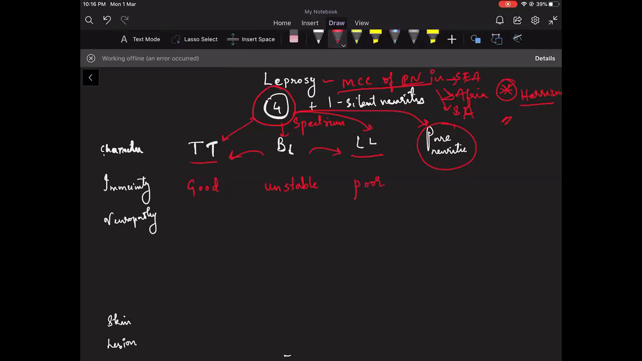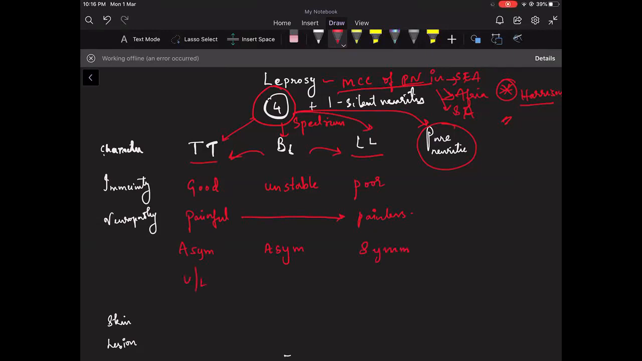Since the immunity is good, the patient will have a more painful kind of neuropathy. As we go down to this side, the patient will have a painless kind of neuropathy. Here, there will be asymmetrical involvement. Even in borderline, there will be asymmetrical involvement. In lepromatous leprosy, there will be symmetrical involvement.